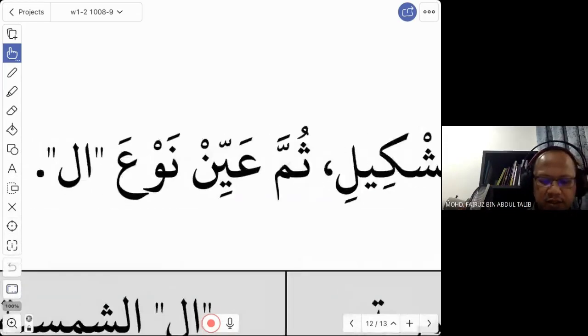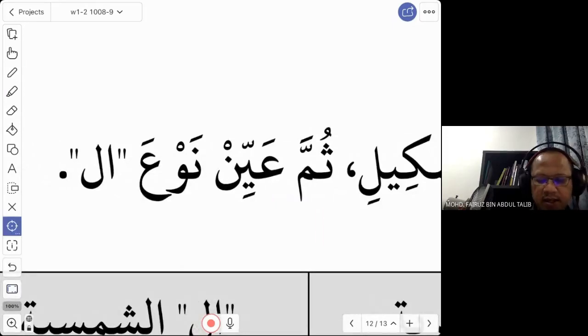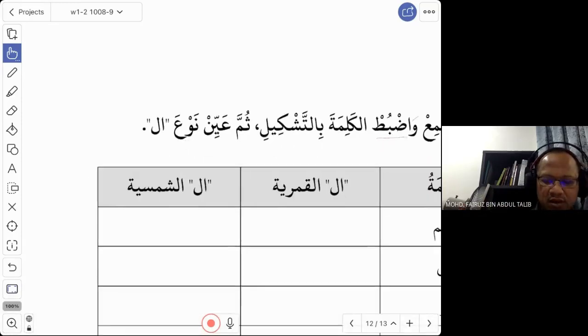And then they said determine the type of alif lam. So what kind of alif lam is that? Is that Shamsiyyah? Is that Qamariyyah? So that is the second task. So basically now you have two tasks. Listen and write all these symbols. And second, decide whether it is Shamsiyyah or Qamariyyah.